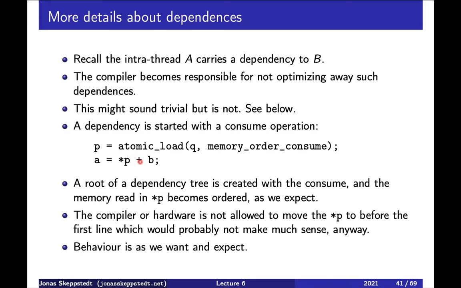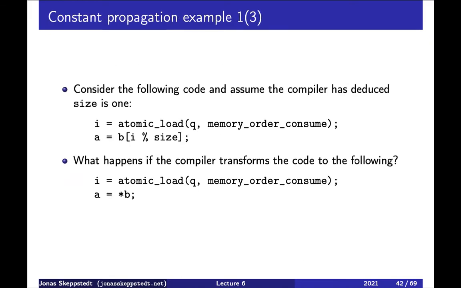But the consume allows the compiler to move this B to before the atomic load. This may, for instance, be in a loop, and this B may be allocated to a register, so it doesn't have to be read from memory every time. So that's what's expected and what we want. But now we will see an example which makes this somewhat problematic if it's not analyzed very thoroughly.